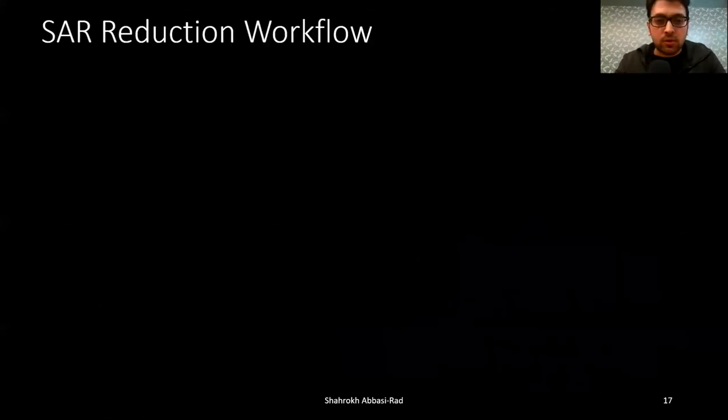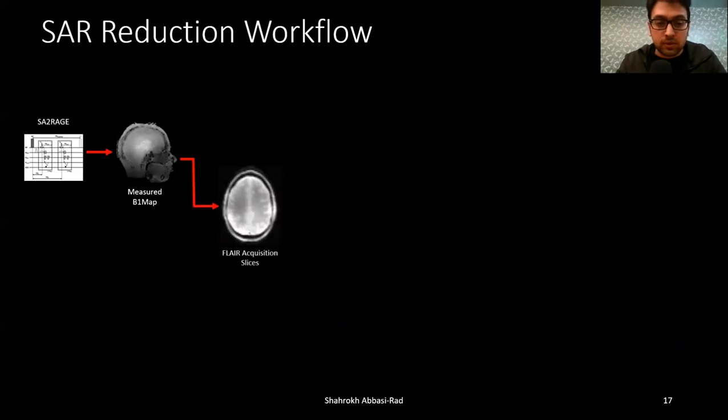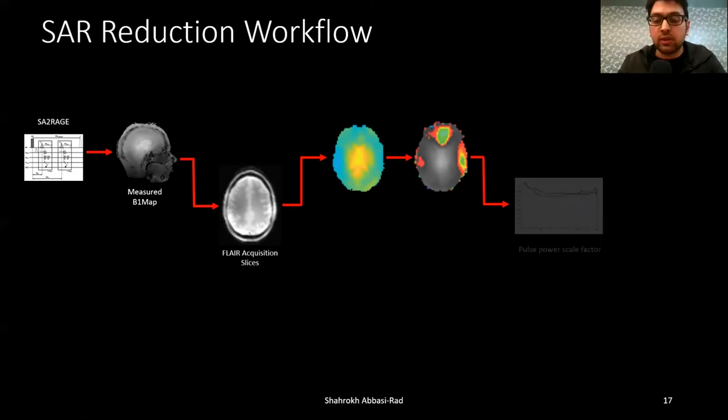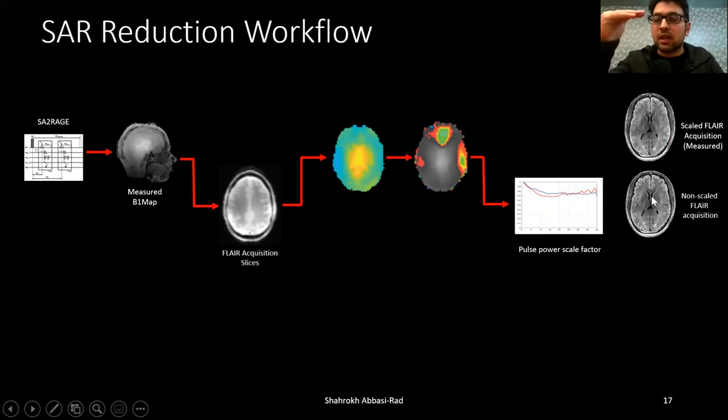So we established our SAR reduction workflow. We started with the SAR sequence. We acquired the prior information that we wanted. We resliced that into the FLAIR acquisition slices. We used simulation to exclude the pixels where the B1 is above a threshold. Then we calculated the scale factors, and we acquired the FLAIR in 2 different modes. In the non-scaled mode, the power of the pulse is the same for all slices. But for the scaled mode, we adapted the power of the pulse slice by slice using the scale factor that we calculated based on the measured prior information.